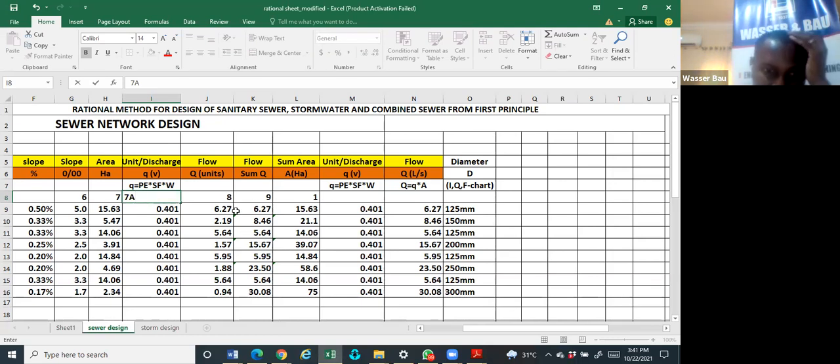So after getting this one, what do we do next? We now add up. Catchment A cannot add to anything. Well, catchment B must add up to catchment A. Are we getting it? Then, after that, at this point, you can go to your chart and design your pipe. And that will be the end of the work.